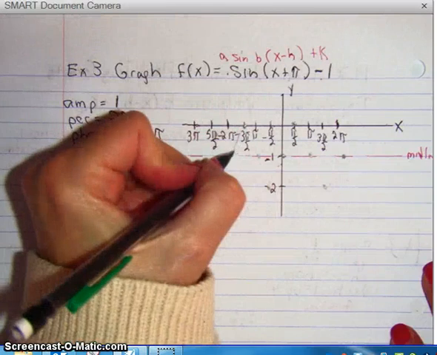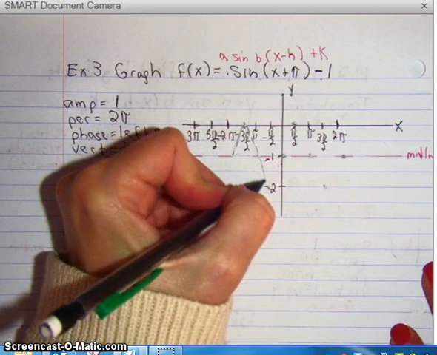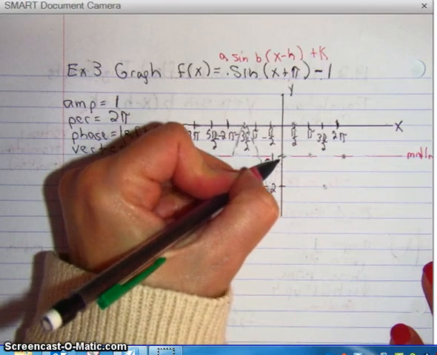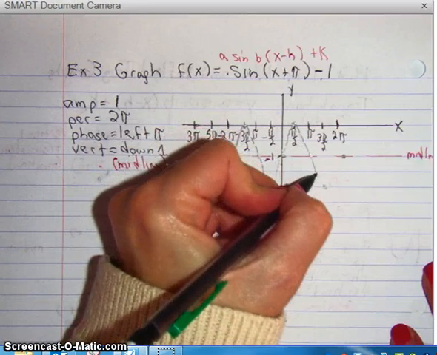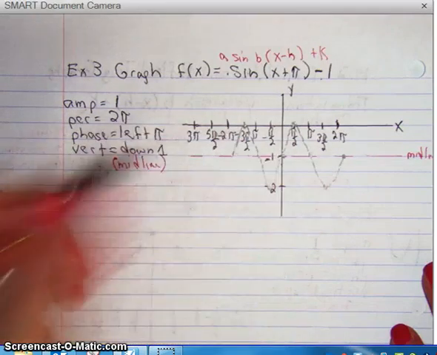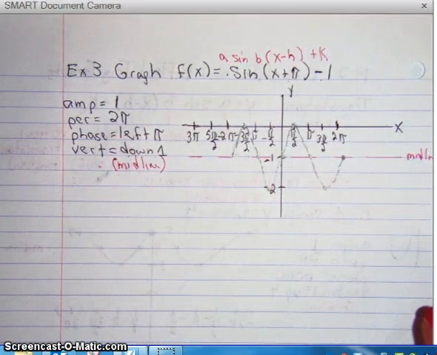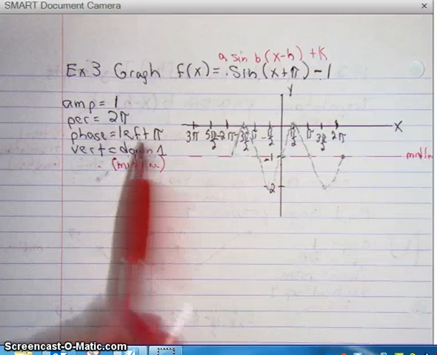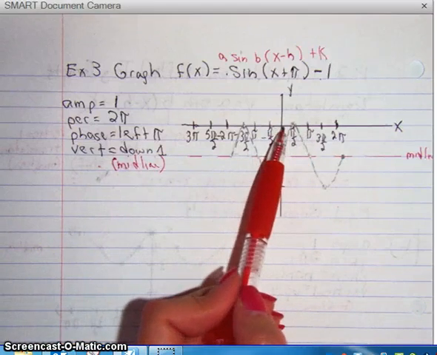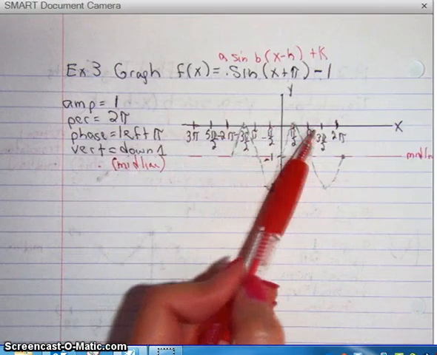I'm going to make this dashed. So there's my original curve. Okay. Now, here's how you translate it. It's pretty easy. If you count how many tick marks from 0, 0 to get to pi, because we have to shift pi. So how many ticks do I count?